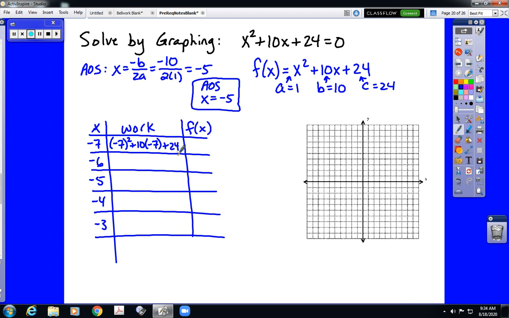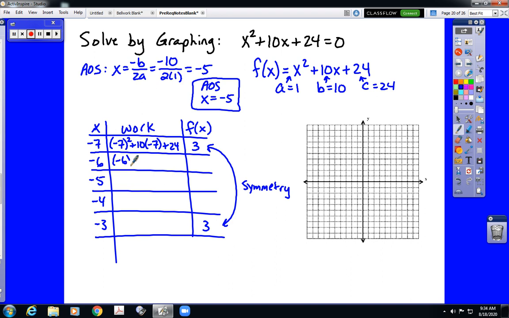Okay, so we plug those in. That would be 49 minus 70 plus 24, because negative 7 squared is positive 49. So 49 minus 70 plus 24 is 3. Symmetry, right? Tells us that if negative 7 is paired with 3, so is negative 3.